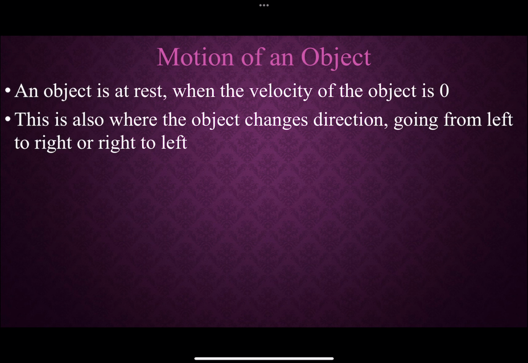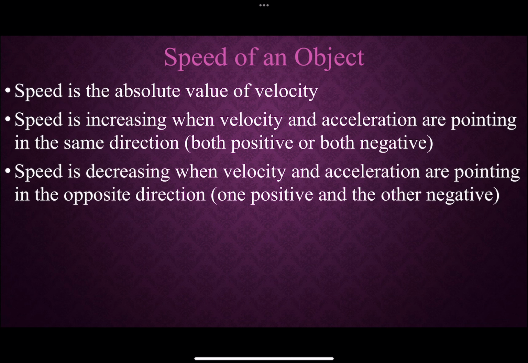Now, in addition to whether it's moving left, right, or at rest, we can talk about the speed of the object. So if I want an actual value for speed, it's the absolute value of the velocity at that spot. So if velocity was negative, yes, it's moving left, but the speed is going to be an absolute value, so always a positive value.